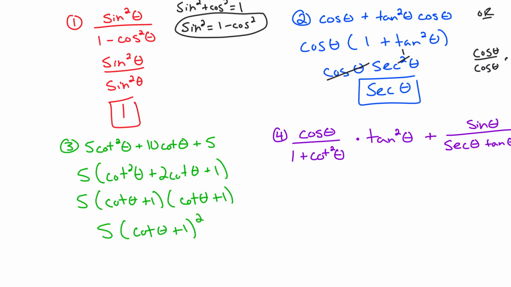This is the last thing and the reason why I want to do this problem. I cannot apply a Pythagorean identity to this. This is cotangent of theta plus 1 quantity squared. That's not a Pythagorean identity. The Pythagorean identity is cotangent squared plus 1. You cannot apply the identity to that because you're squaring the entire binomial.